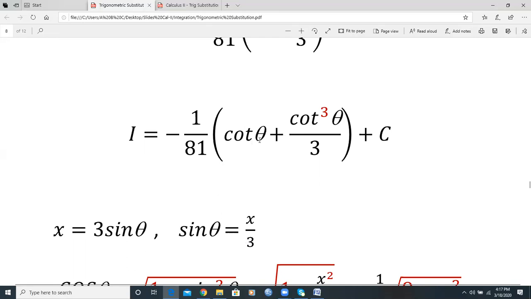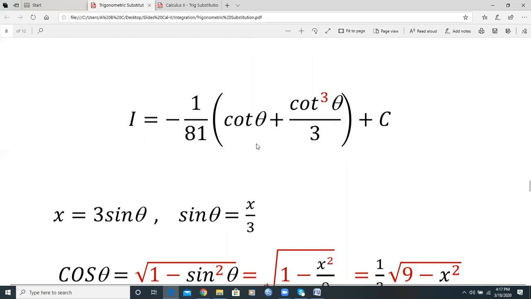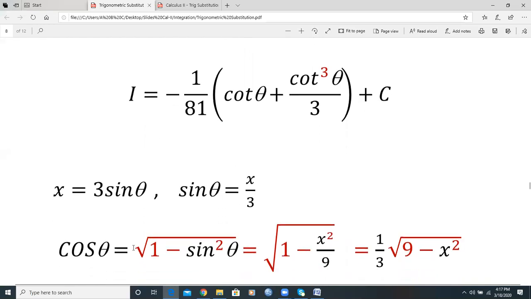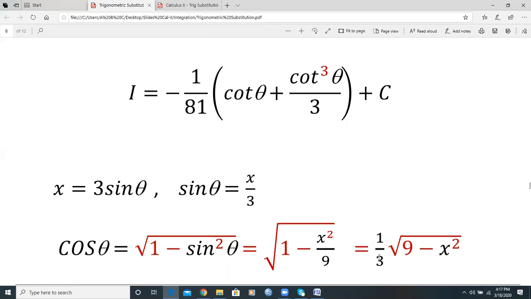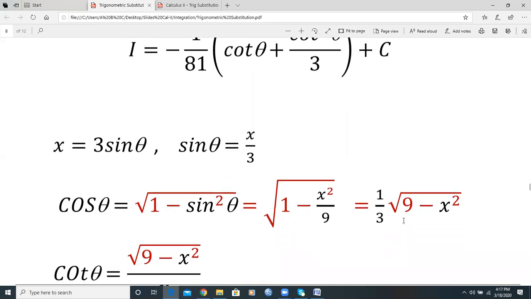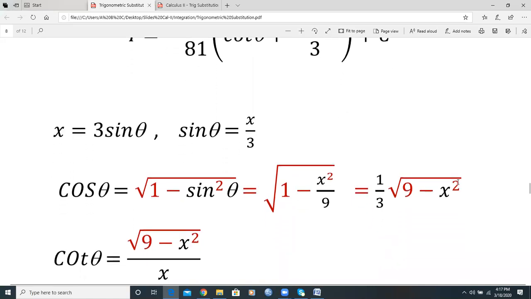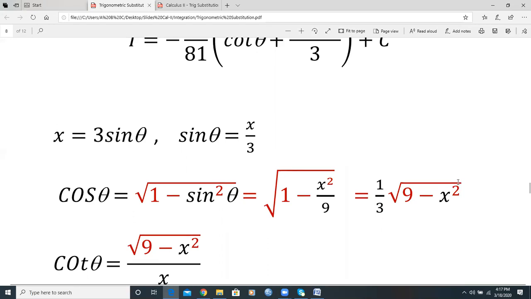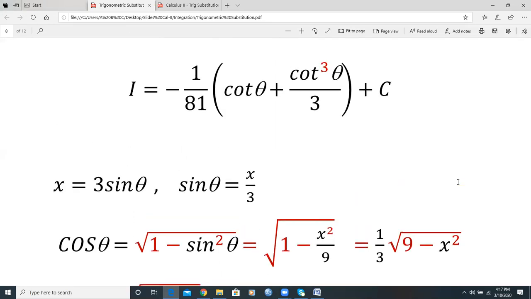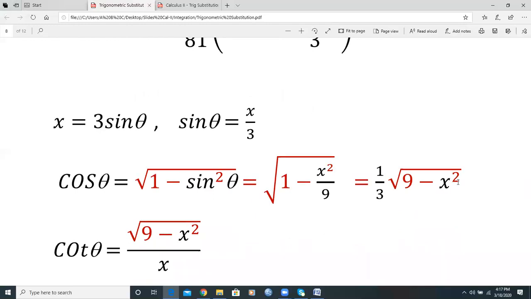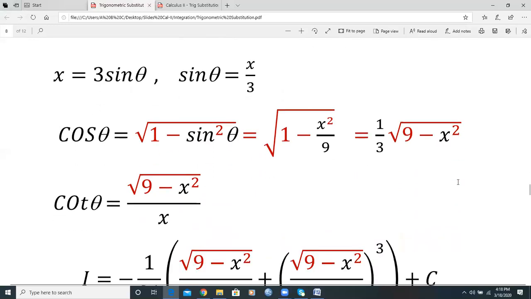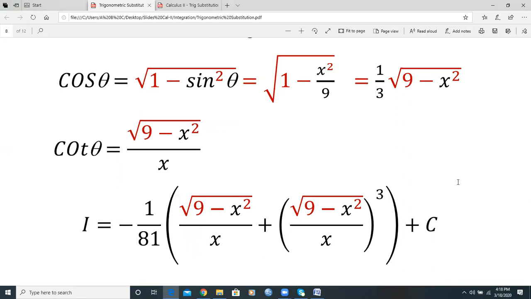Now we want to express this cot theta in terms of x. From this identity, cos theta is square root of 1 minus sine square theta. Put the value of sine theta as x over 3. By putting this value, we get cos theta. Finally, we obtain the value of cot theta, which is cos theta over sine theta. So cot theta is square root of 9 minus x square divided by x. In this equation, we replace cot theta by square root of 9 minus x square divided by x. So finally, we obtain this integral. This is the final answer of the problem.